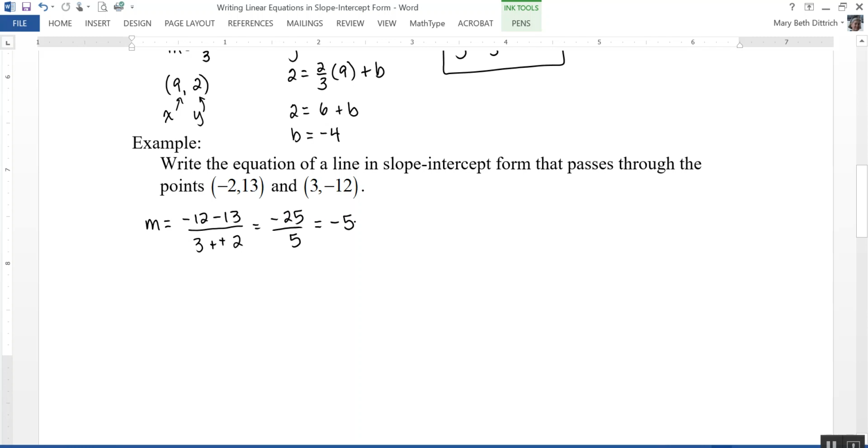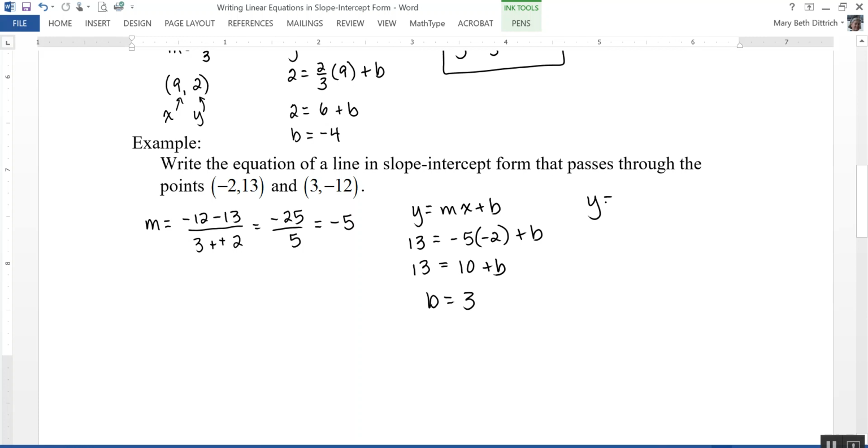Now I don't know my y-intercept, but I can do this like I did the example up above. I'll use y equals mx plus b, because I know my m, I know my slope, and I actually have 2 points that lie on the line, and I can use whichever one I want. I think I'll go with the first one. So that y is 13 equals -5 times the x that goes with that, -2, and I don't know what my b is. So 13 equals 10 plus b. So my y-intercept is 3.